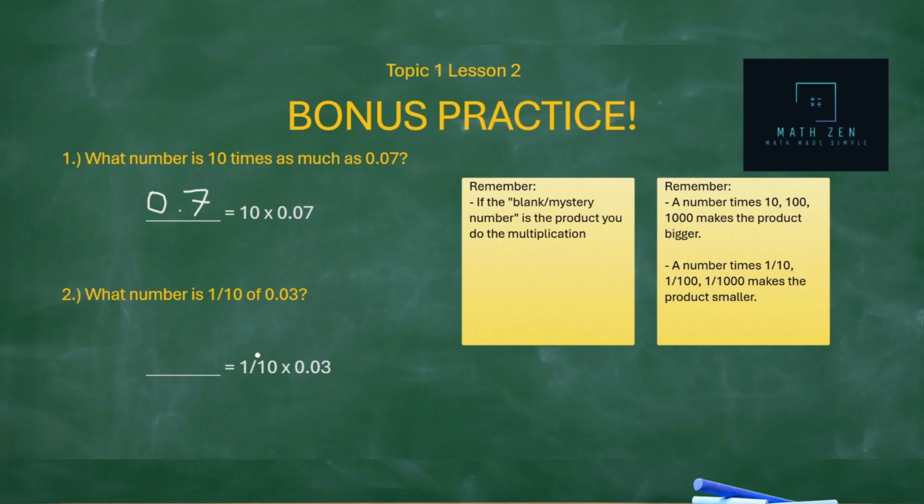Now, same thing moving on to number 2. It says, what number is? Again, we don't know what number is. If we refer back to our post-it, whenever the blank is first, you just find the product. You do the actual math. So in this case, 1/10 times 3/100ths is going to give us a product of 3/1000ths.